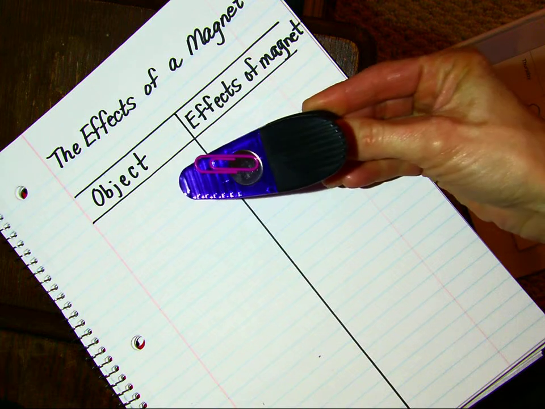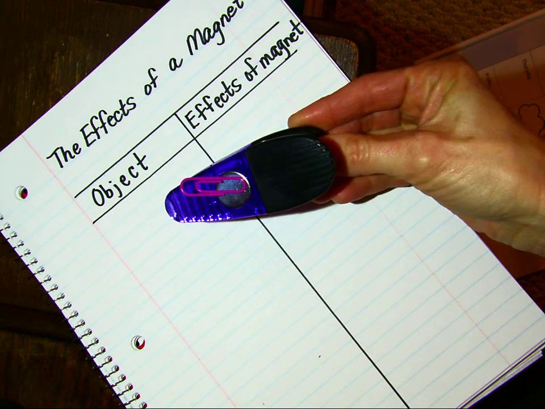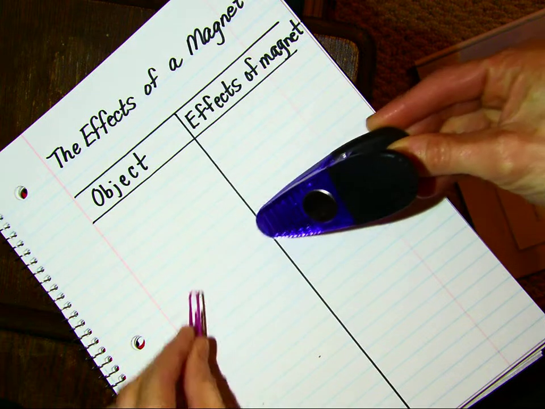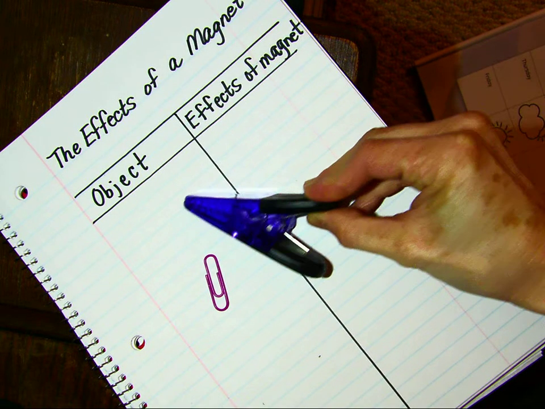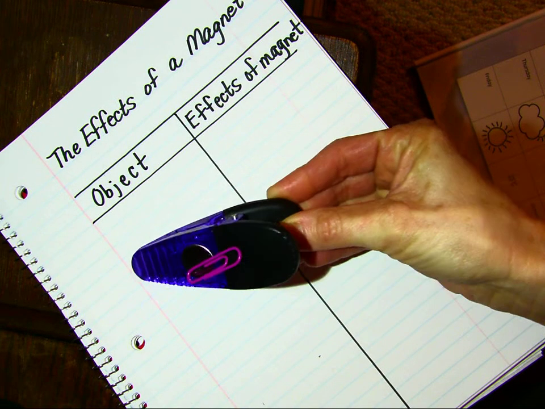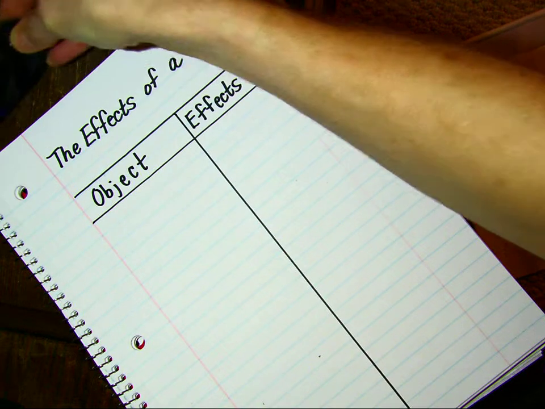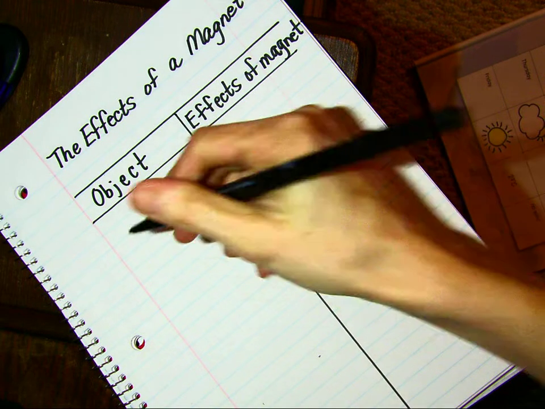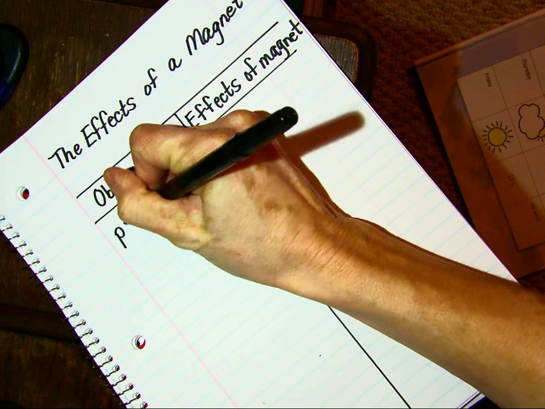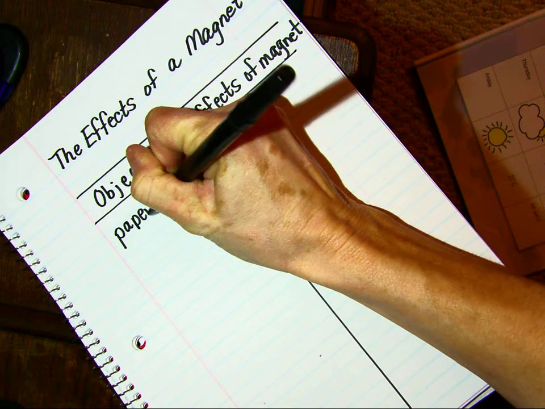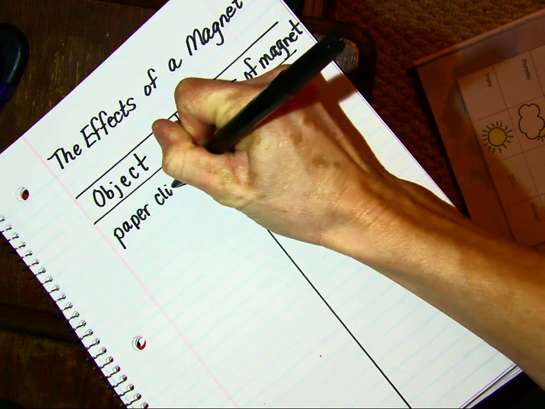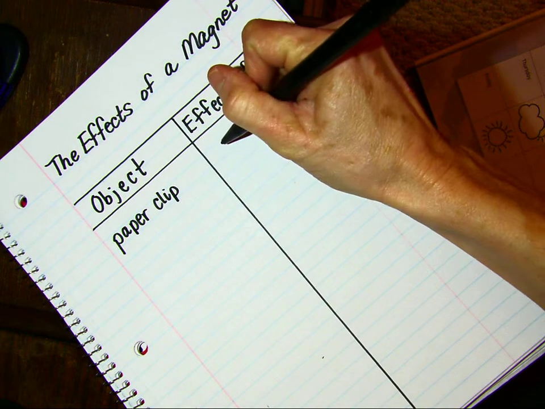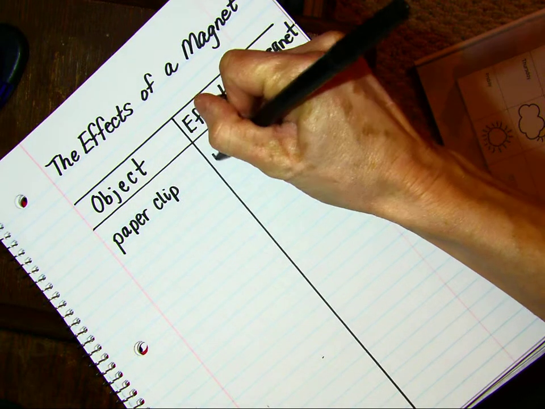Oh! And notice that the paper clip sticks to the magnet. Let's do that again. Aha! So now I'm going to go ahead and record my observation. I'm going to write the word paperclip as my object. And then my effects of the magnet were that the magnet pulls.